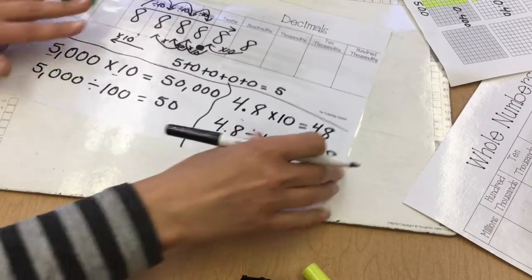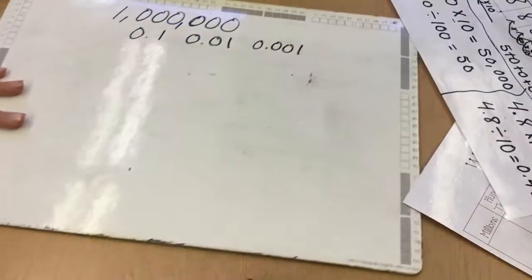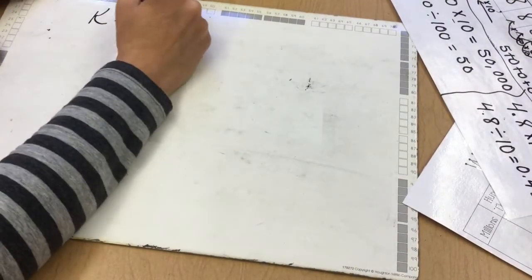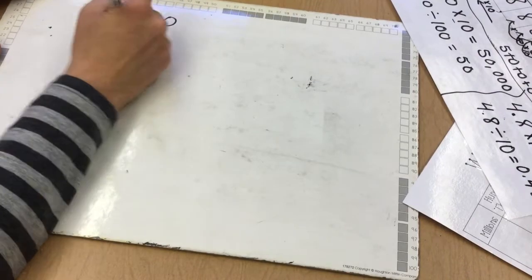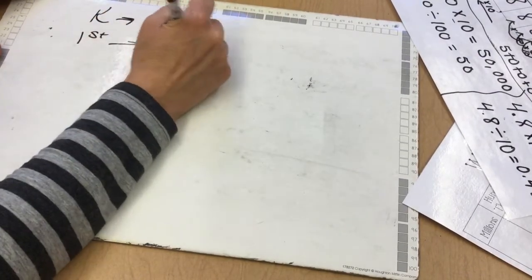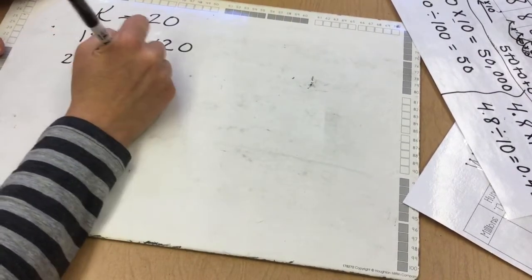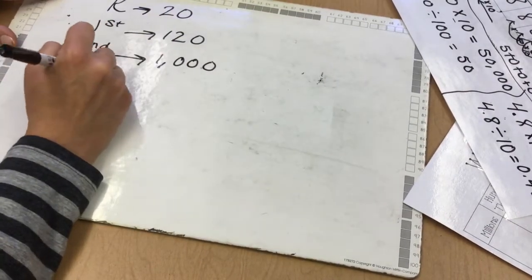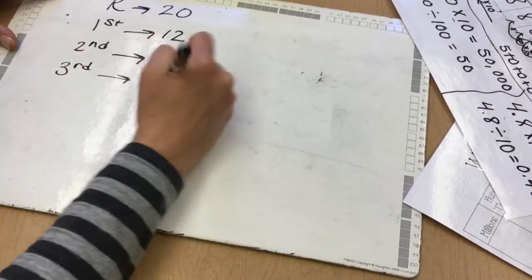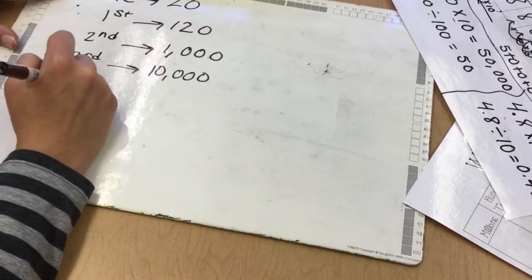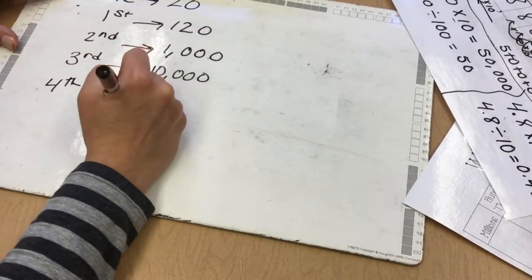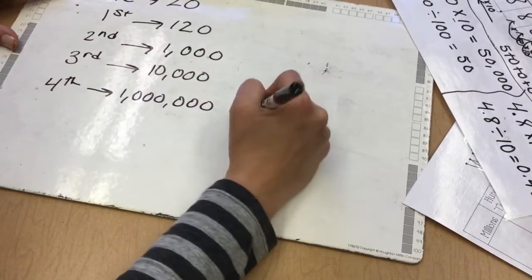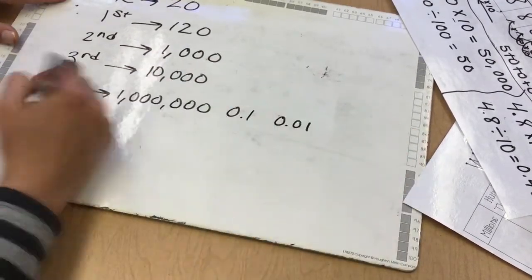Okay. So, to go back and review from kindergarten, in kindergarten, kiddos are working with numbers up to 20. First grade, they're working with numbers up to 120. Second grade, they're working with numbers up to 1,000. Third grade, they're working with numbers up to 10,000. Fourth grade, they're working up to numbers 1,000,000 and tenths and hundredths.